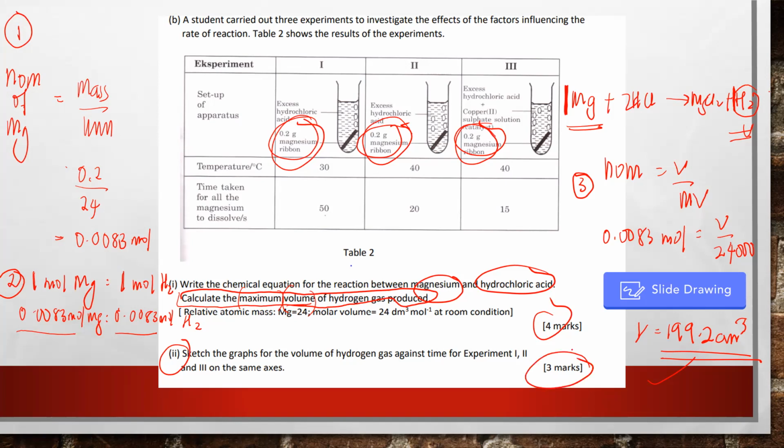You must sketch the graph. Now, they gave you 199.2 for a reason. Because when you're drawing your graph, you must make sure when you come to your maximum volume of gas, here it must be 199.2. Okay, now look at the difference between experiment 1 and experiment 2. The difference between experiment 1 and experiment 2 is their temperature, right?